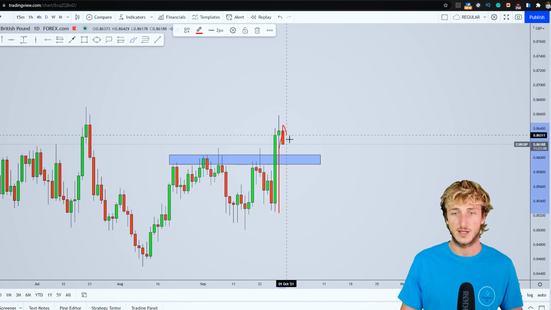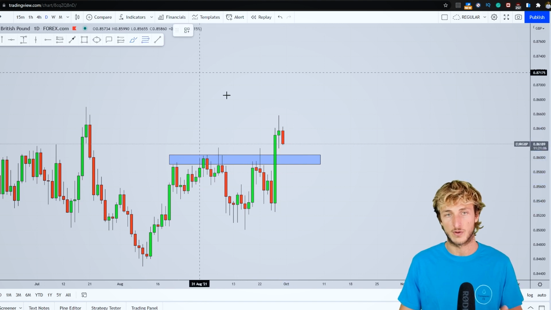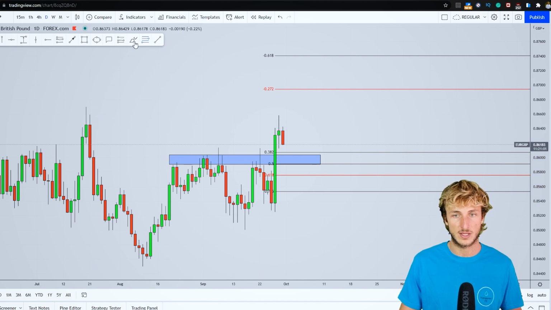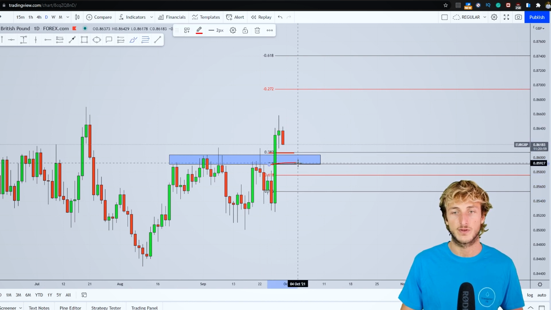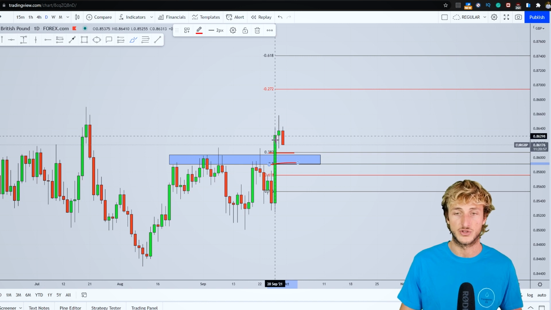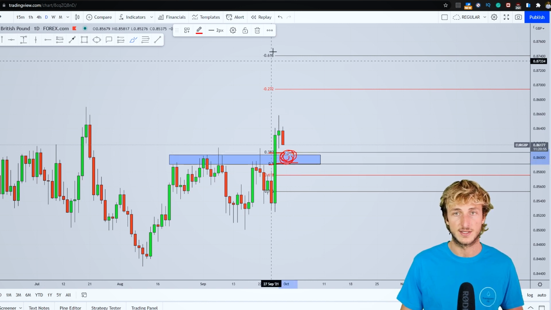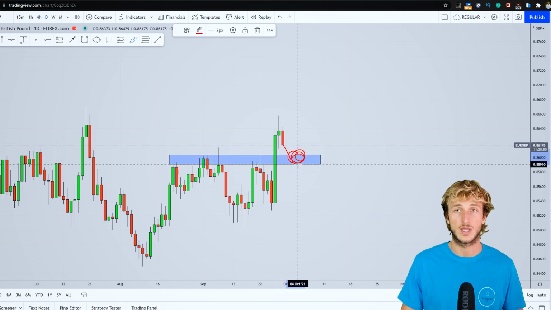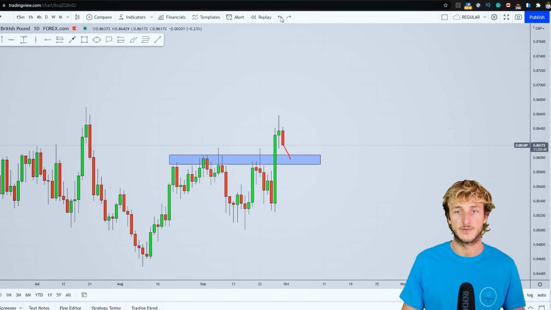Now, generally speaking, after an impulse, if you want to measure the correction, you have to take your Fibonacci from the low to the high of the impulse. And if we do that, we can see how the 0.32 and 50% of the Fib taken on this impulse is lining up exactly at this support level, meaning that this is definitely a quite strong liquidity zone that we can expect the market to test and then reject.